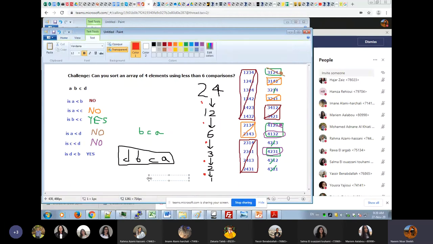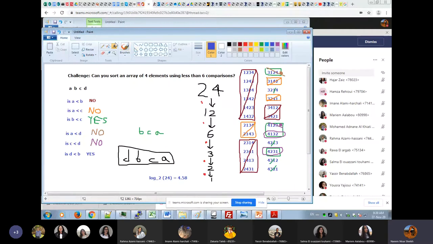So what's the log base 2 of 24? How much is that? 2 to the power 4 is 16. 4.5. It's 4.58. So if I were to do a ceiling, obviously, because you cannot ask 4.58 questions, so you'll have to go higher. 4.58 will become 5.